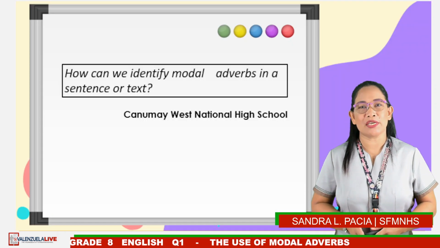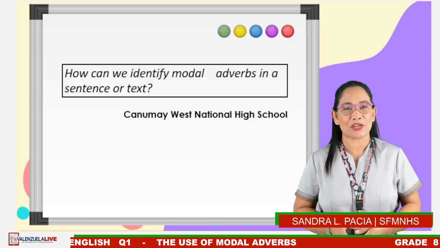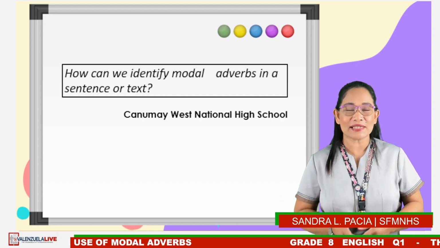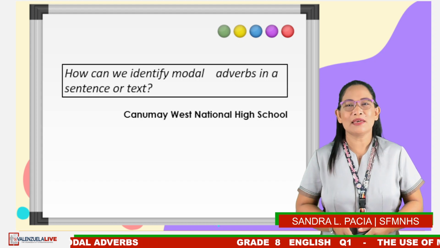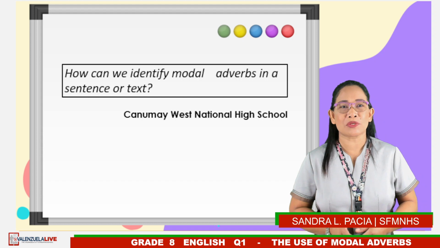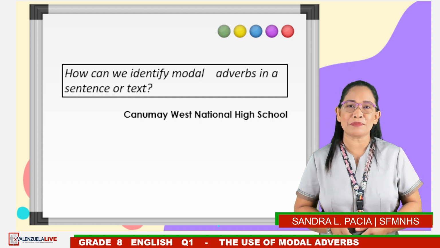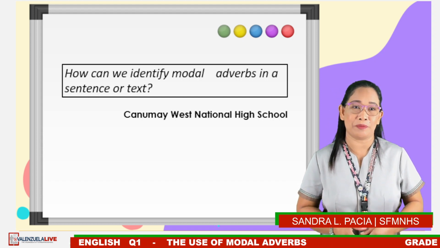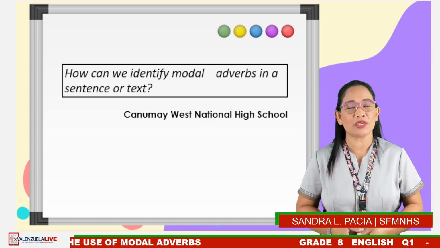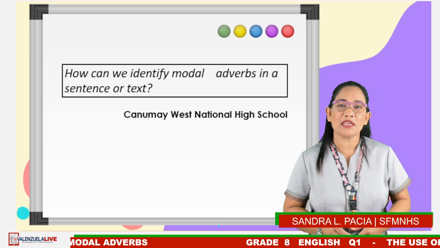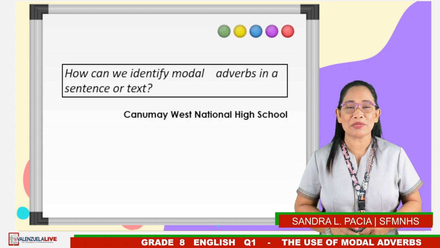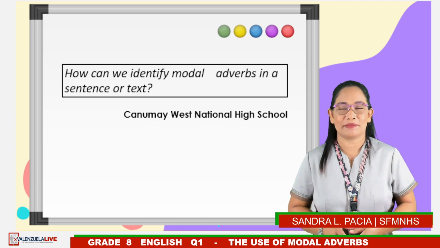The first question is from Kanumay West National High School. How can we identify modal adverbs in a sentence or text? This is a very good question. When you see adverbs that modify verbs and say something about possibility, obligation, and emphasis, then those are modal adverbs. Remember that most of them end in ly.